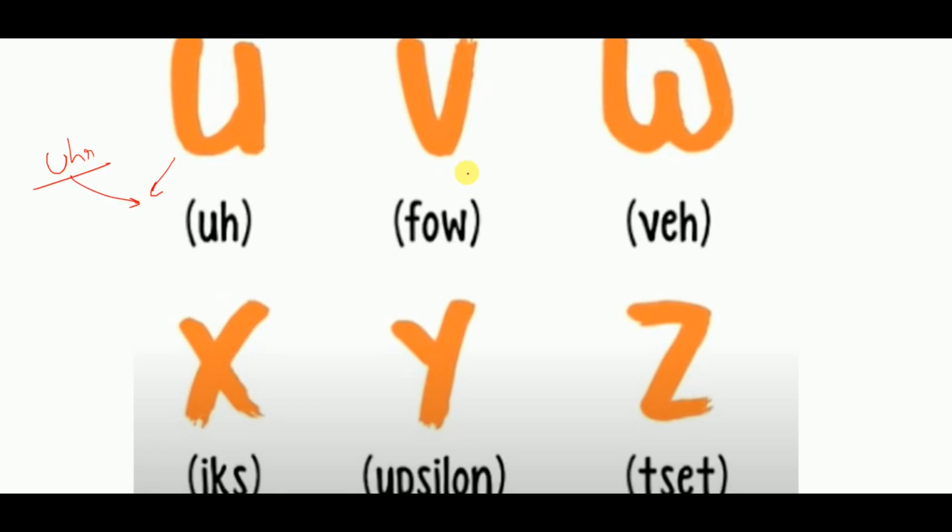Now make sure this is F. This is not V, it is foul. Foul. Please speak it out. Correct. So how would I speak this? De. De for de. Right. And this one is Ve. Ve. Right.